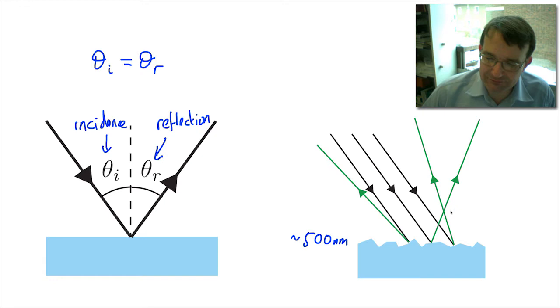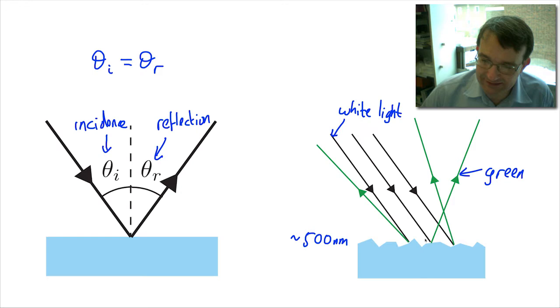What this also shows is that, for example, this could be the surface of a leaf, and so although all frequencies of light are incident, assuming this is white light, only green light is reflected. The red and the blue light is absorbed by the material. So the result is that the leaf looks green because only green light is reflected, and we don't get an image because the surface is rough.